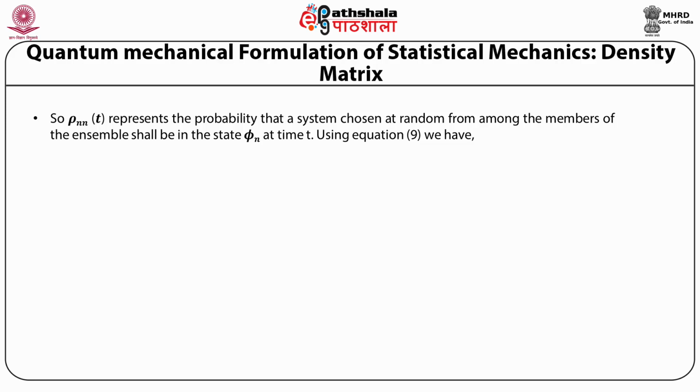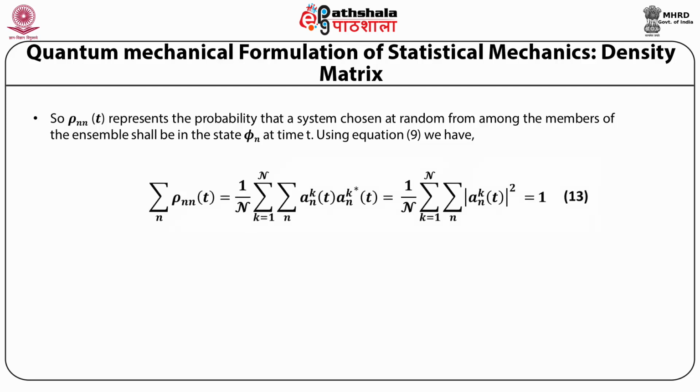Using equation 9, we have the sum over all the diagonal matrix elements equal to 1 upon the total number of members in the ensemble, multiplied by the summation over k equal to 1 to the total number of systems in the ensemble, multiplied by the summation over n of a_nk(t) multiplied by a_nk star(t), which is equal to 1 upon the total number of identical systems in the ensemble multiplied by the summation over k equal to 1 to the total number of identical systems in the ensemble, multiplied by the summation over n of the probability amplitude, which is equal to 1.